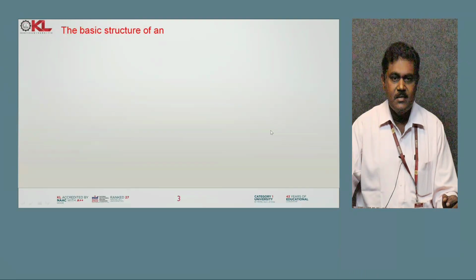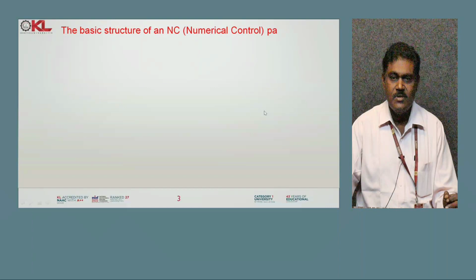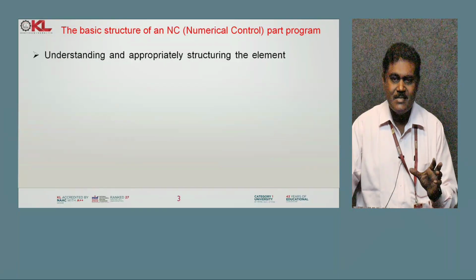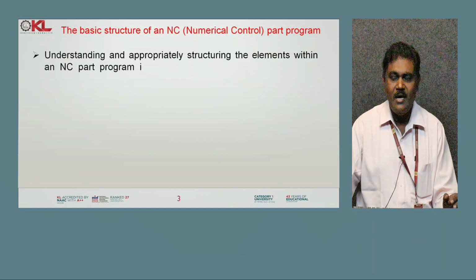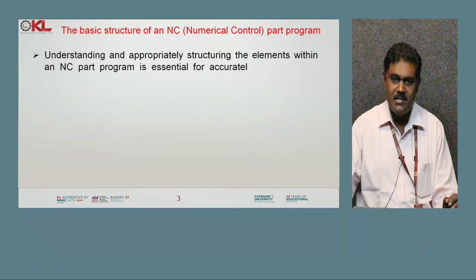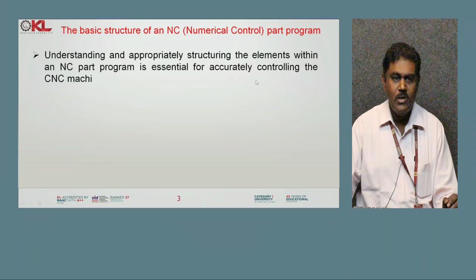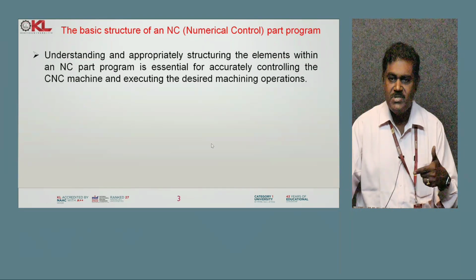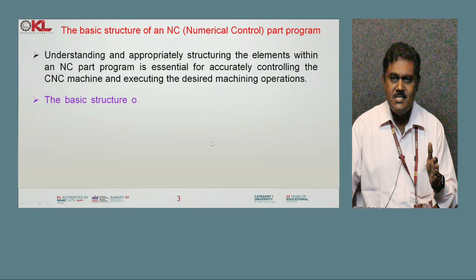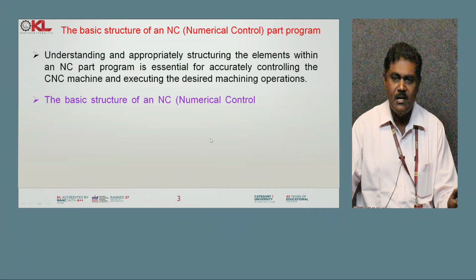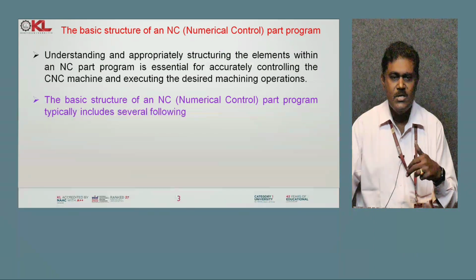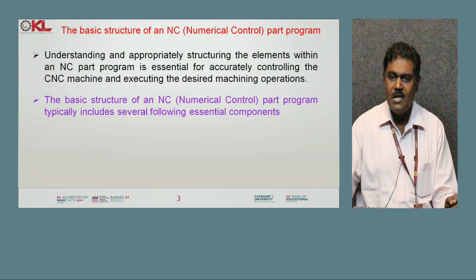So the basic structure of an NC system, the numerical control part program. Understanding and appropriately structuring the elements within an NC part program is essential for accurately controlling the CNC machine and executing the desired machining operations. The basic structure of an NC part program typically includes the following essential components.